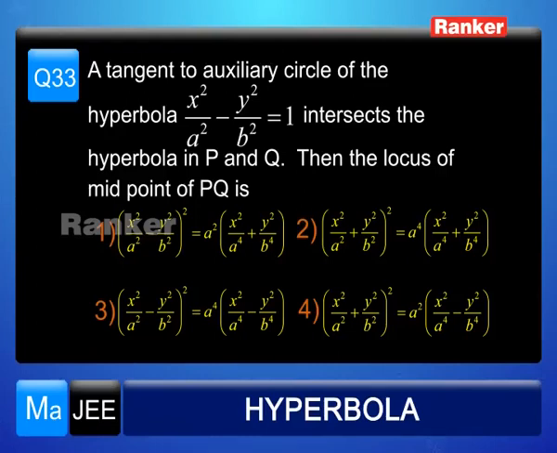Second option, x square by a square plus y square by b square the whole square is equal to a power 4 into x square by a power 4 plus y square by b power 4. The third option, x square by a square minus y square by b square the whole square is equal to a power 4 into x square by a power 4 minus y square by b power 4. The fourth option, x square by a square plus y square by b square the whole square is equal to a square into x square by a power 4 minus y square by b power 4.